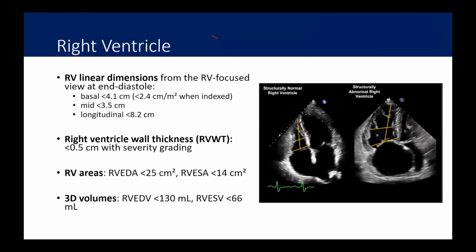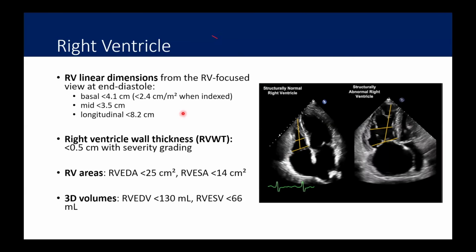But for daily practice here in the right ventricle, the RV basal dimension, as shown here, is kind of the single most important linear measurement that we use. And the guidelines define a basal diameter of less than 4.1 centimeters as normal, or less than 2.4 centimeters per meter squared when indexed.